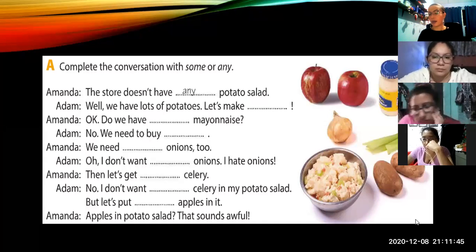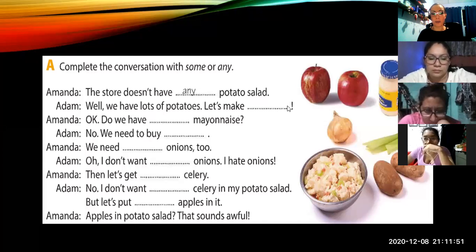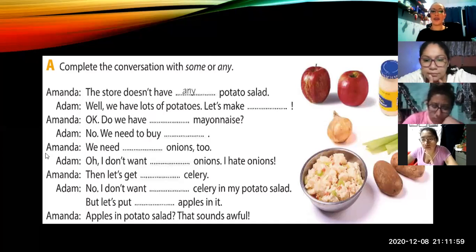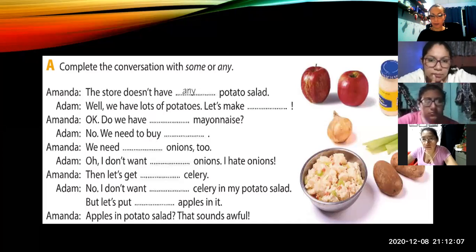Okay, let's check. We were here, right? Well, we have lettuce, potatoes. Let's make some. And then we have, okay, do we have any mayonnaise? No. We need to buy some. Okay, here is some.